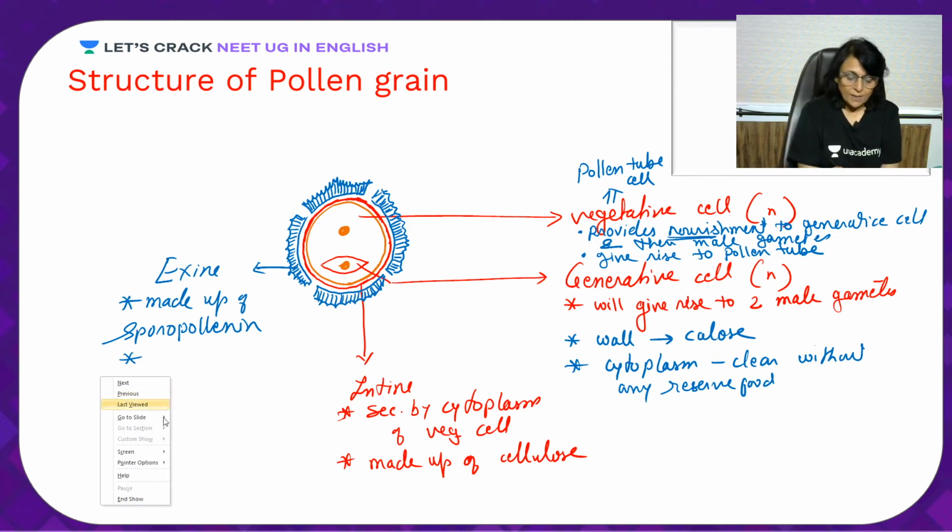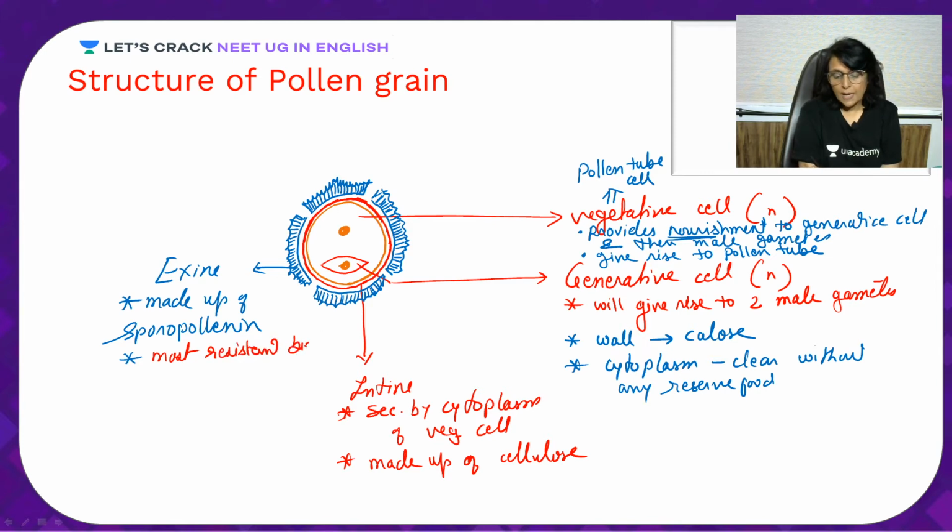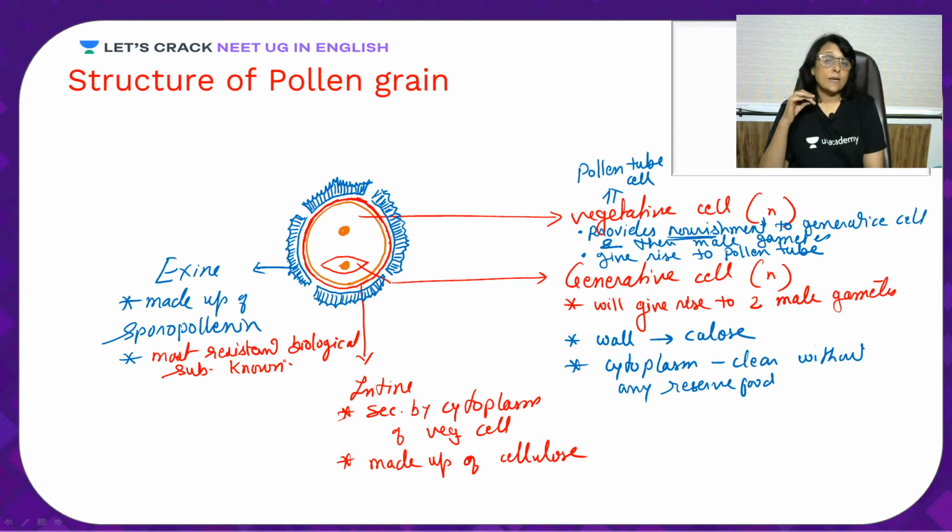So we normally write it as most resistant biological substance known. So it doesn't get affected by acids, it doesn't get affected by temperature, high temperature, low temperature, nothing affects it. And that is why we call it most resistant biological substance.